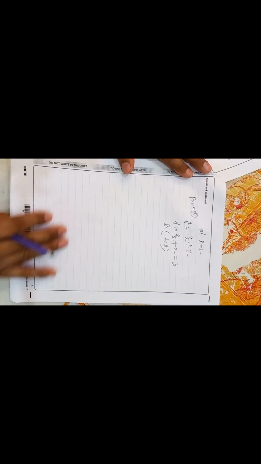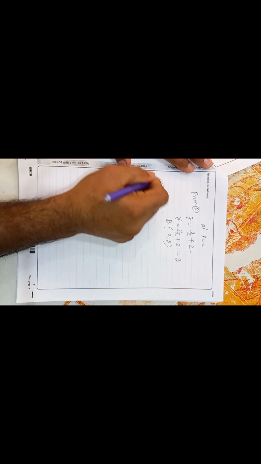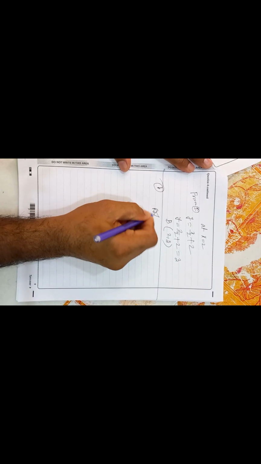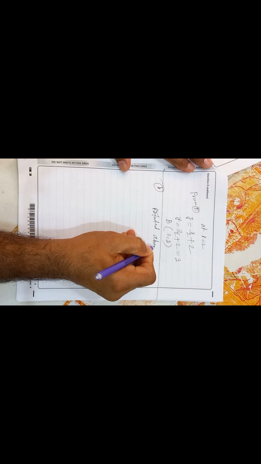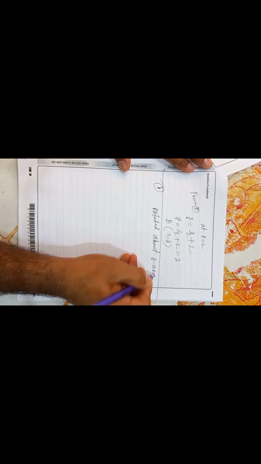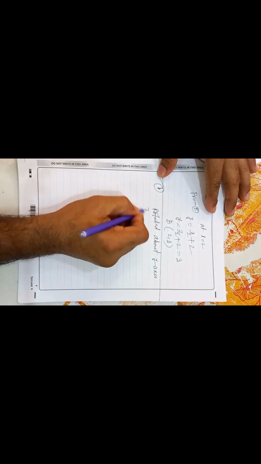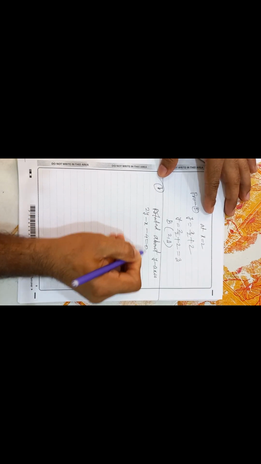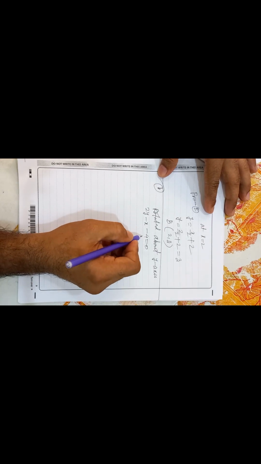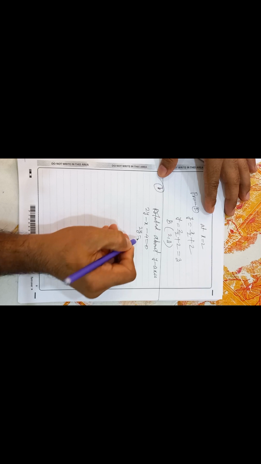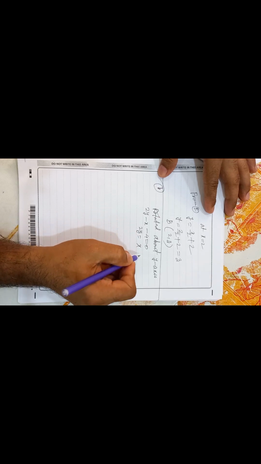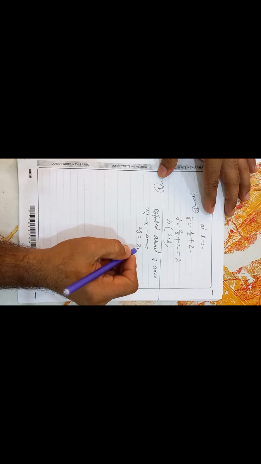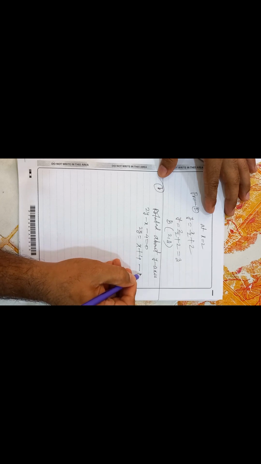So now see, rotated about the y-axis through 2π radians. For part b we must mention that it is rotated about the y-axis. So this is y. One equation, 2y minus x minus 4 equals 0. From here, making y the subject, 2y equals x plus 4. This is equation 1.